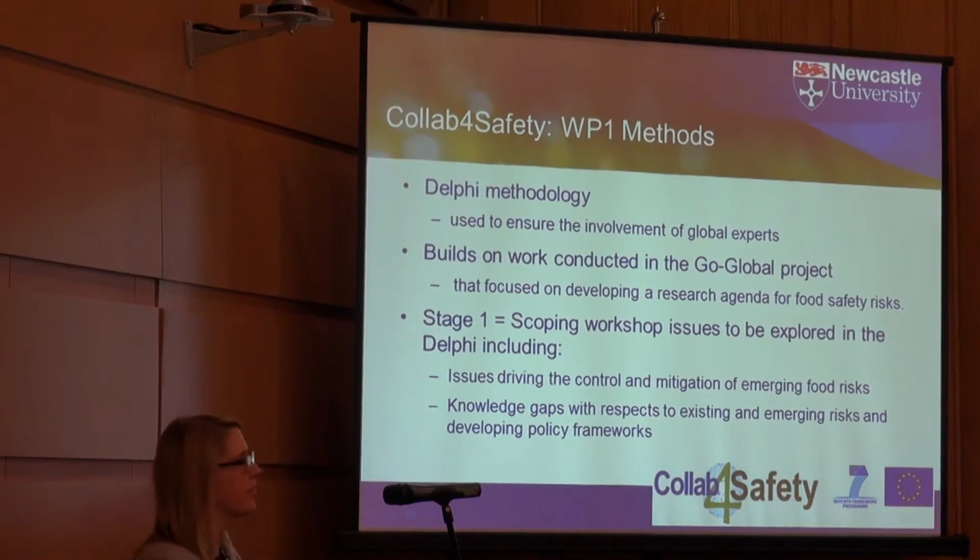So as I've already said, we're going to be conducting a Delphi survey, and the reason we're doing that is to ensure the involvement of global experts within the survey. The work builds on the Go Global project, and the first stage of this was a scoping workshop which was held in Brussels. The idea of the scoping workshop was to identify issues for inclusion within the Delphi survey. We were looking particularly at issues that were driving the control and mitigation of emerging food risks, and we were also looking at knowledge gaps with respect to existing and emerging food safety risks.